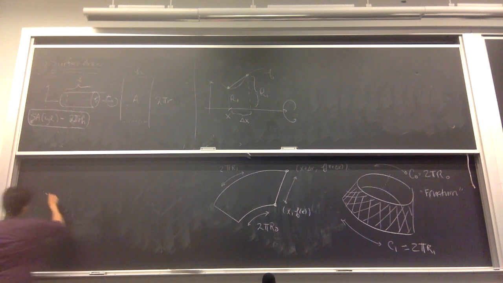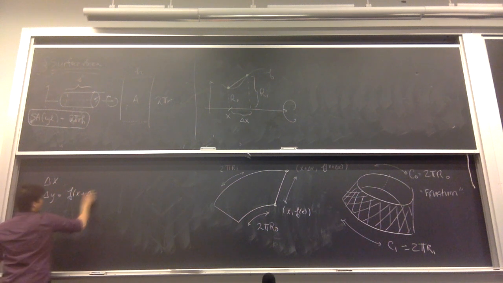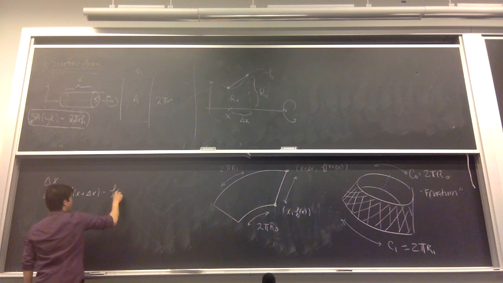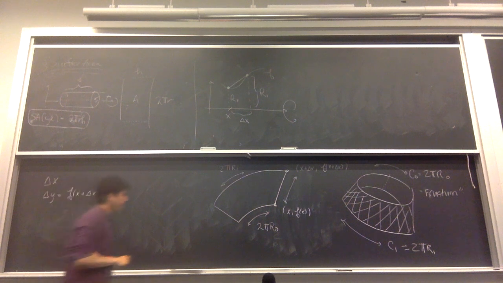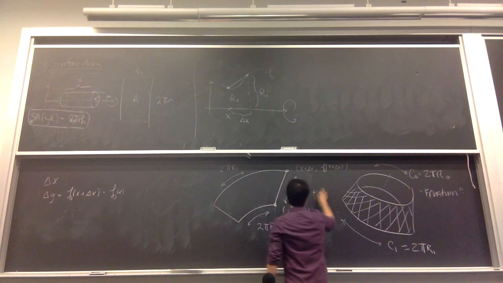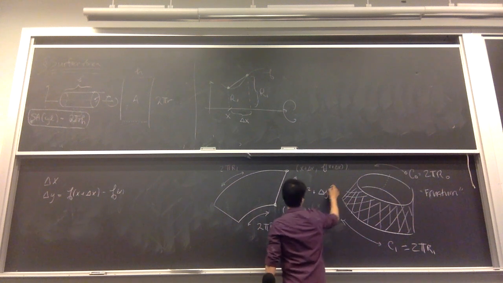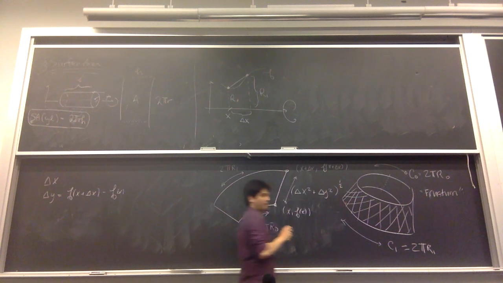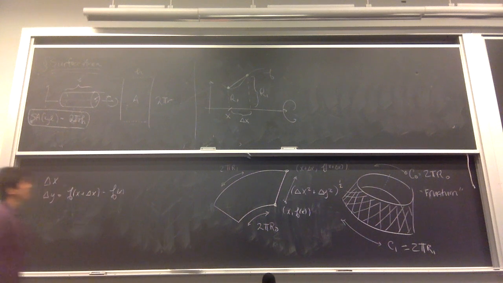If we make these labels again, we have delta x, and we just need a delta y. Delta x is just delta x, and delta y is going to be f at x plus delta x minus f of x. That's the height. The chord length is given by the square root of delta x squared plus delta y squared, taking the length the same way that I did last time.